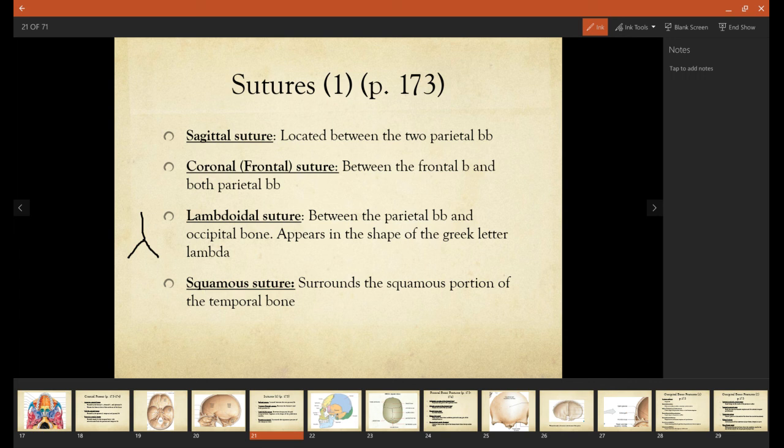We also have the squamous suture, and if you recall from tissues, squamous meant flat, and so the squamous portion of the temporal bone is the flattened portion, and we'll talk about the temporal bone later on, but this suture is just going to surround that flat portion.